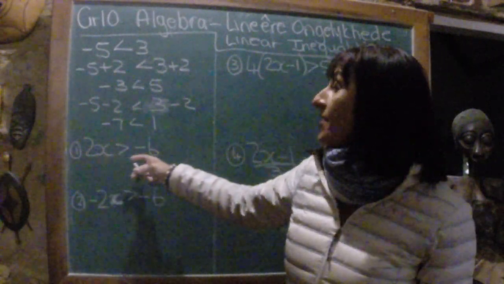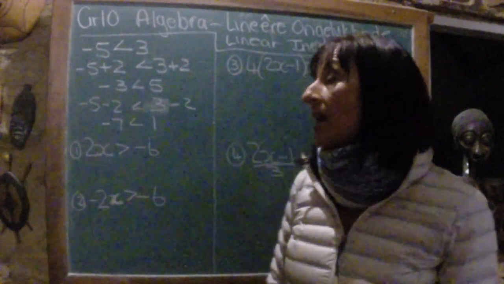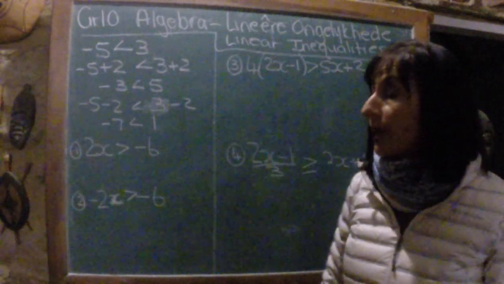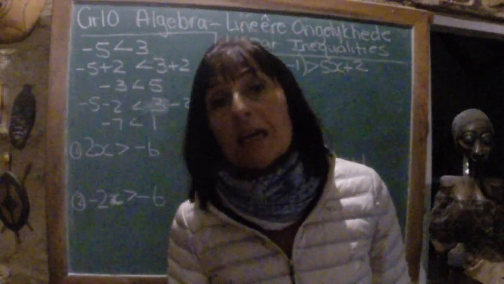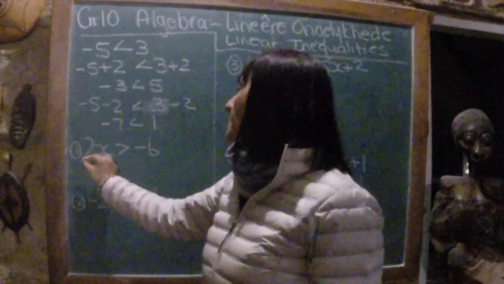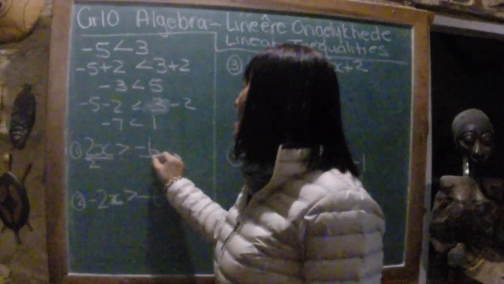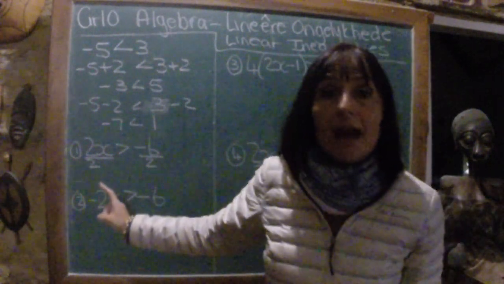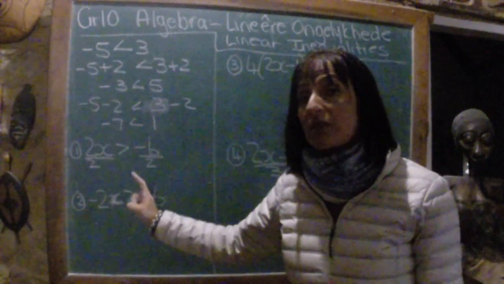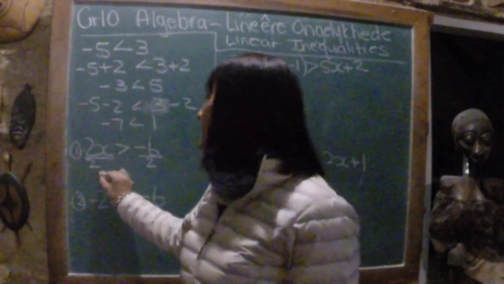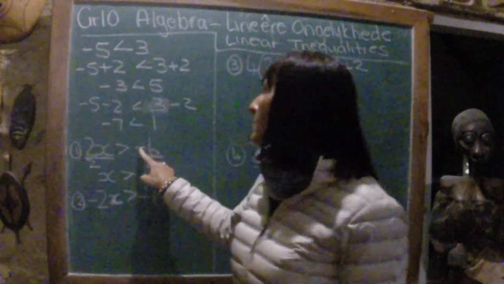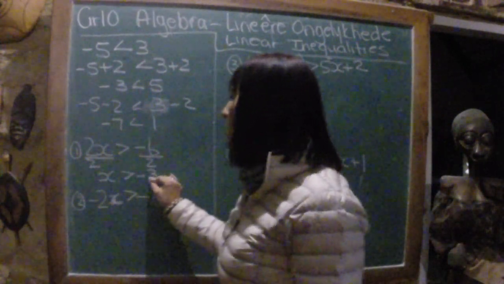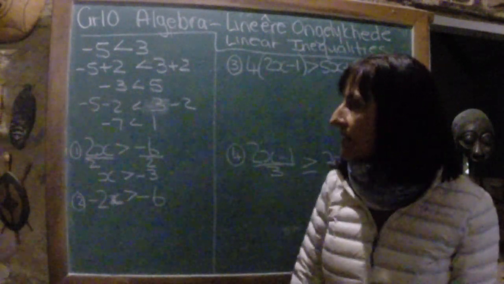2x is greater than minus 6. To get the x alone, as we've done with equalities, soos wat ons gedoen het by oplos van vergelykings, gaan ons deel met 2 aan beide kante. As ek deel met 2 aan beide kante, deel ek met 'n positief. So my ongelykheid bly presies soos wat hy daar is. So x is groter as minus 6 gedeel deur 2 is minus 3. Sien hoe bly my ongelykheid presies dieselfde.